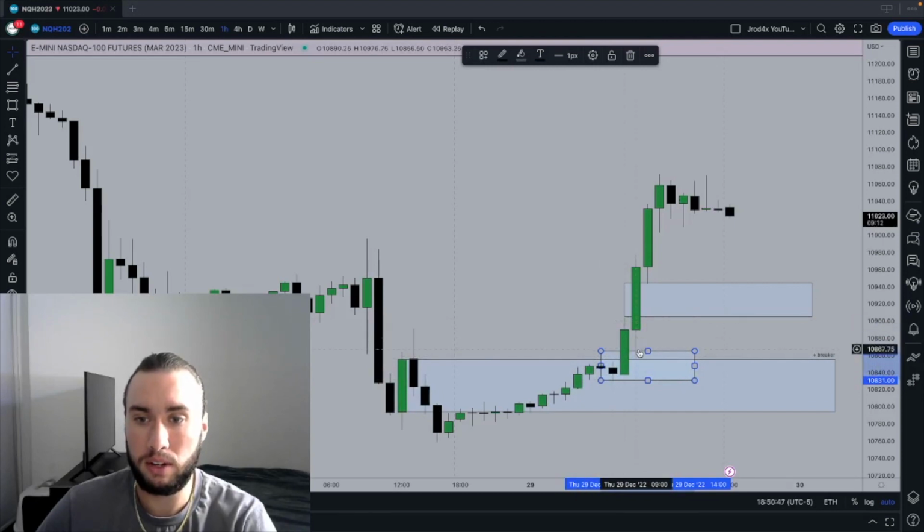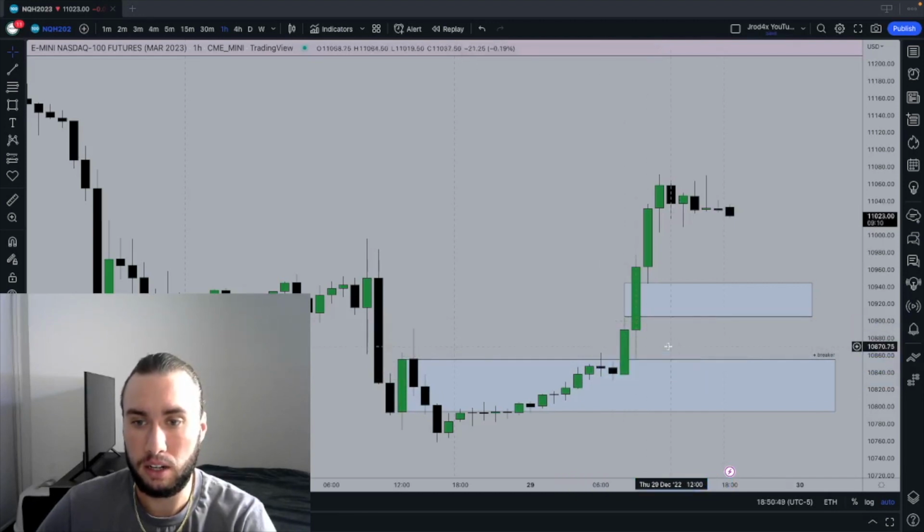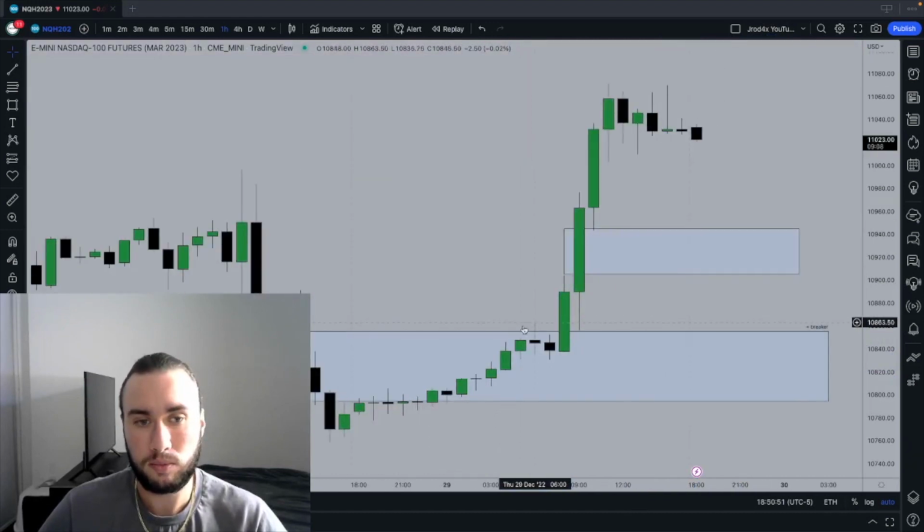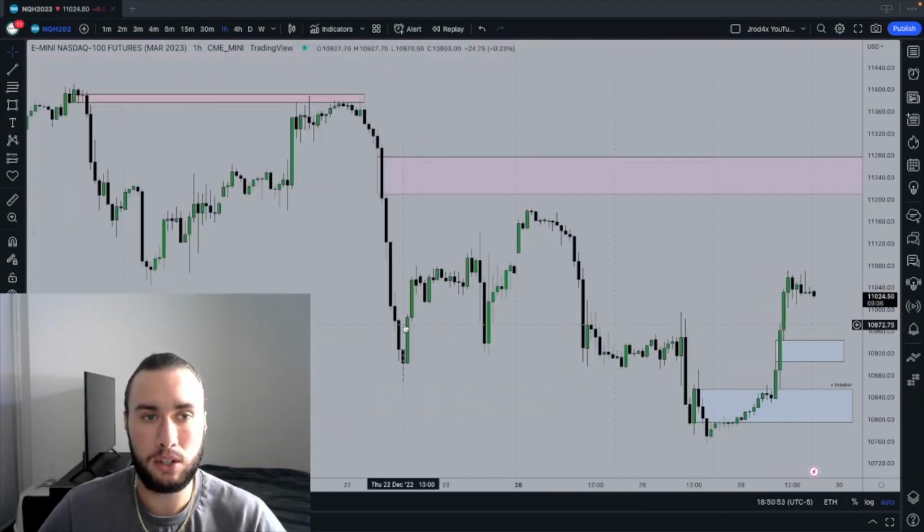After the market breaks above it, retrade back into it, expands higher. So those are your bullish order blocks. Now let's take a look at a bearish order block.